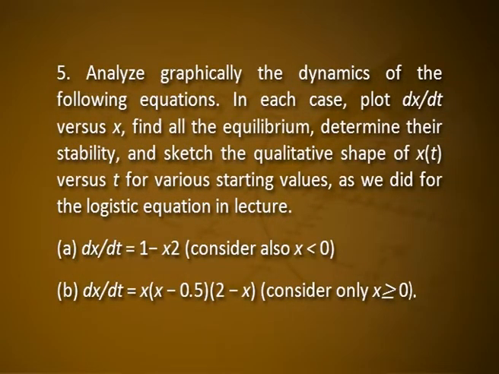Fifth one, analyze graphically the dynamics of the following equations. In each case, plot dx/dt versus x, find all equilibria, determine their stability, and sketch the qualitative shape of x(t) versus t for various starting values, as we did for the logistic equation in lecture. A, dx/dt = 1 - x^2, consider also x less than 0. B, dx/dt = x(x - 0.5)(2 - x), consider only x greater than or equal to 0.